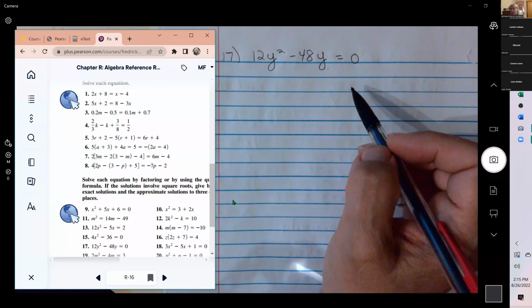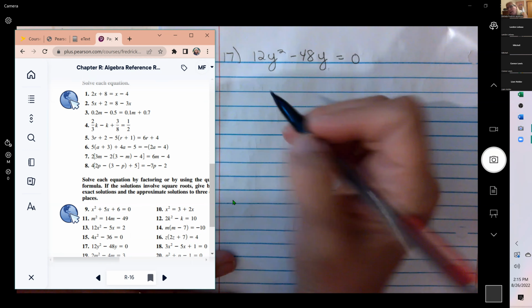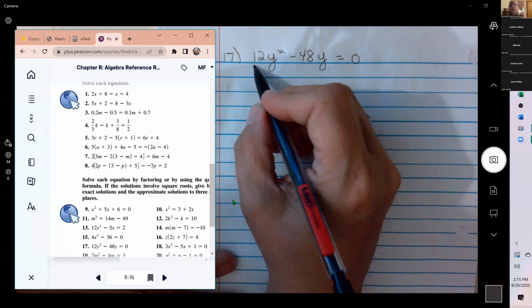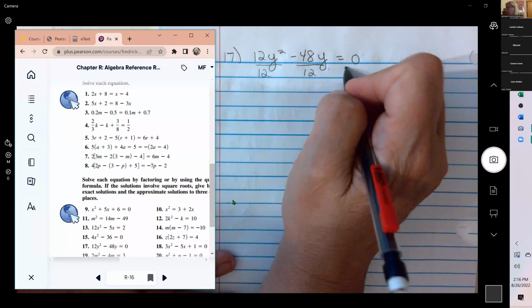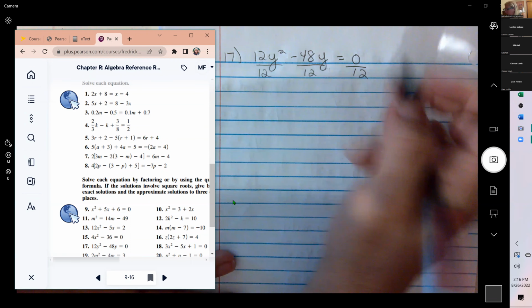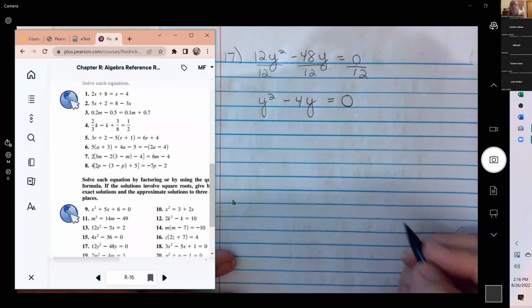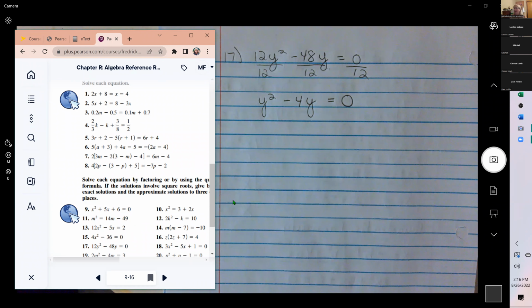Or we can factor. I would get rid of this 12 first because I noticed that 12 goes into both of these evenly. So I would divide everything by 12. Anytime I can make my number smaller, I do. Now, would you try and factor or would you use the quadratic formula? Any preference?